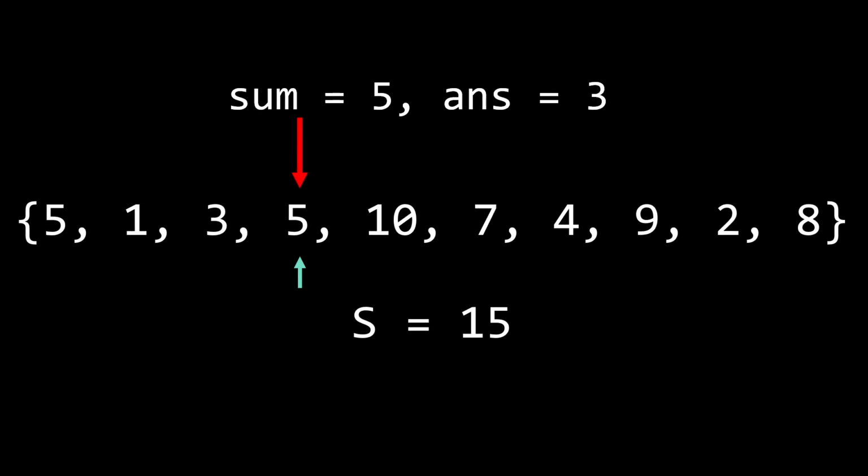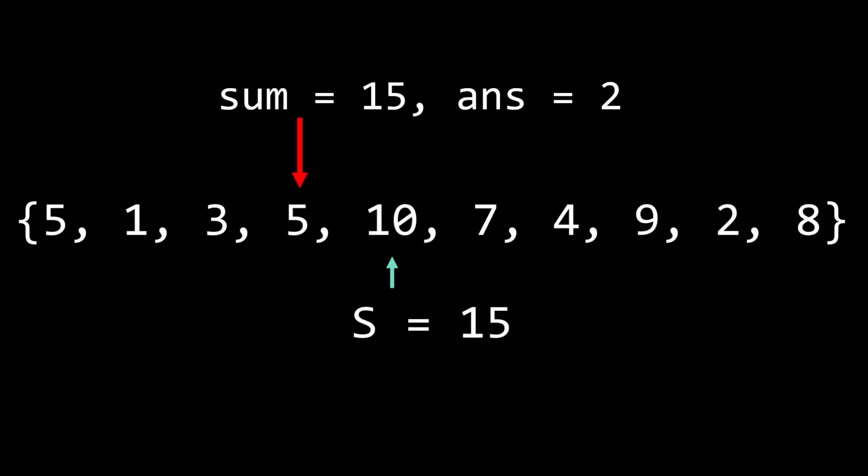Next, we're going to start at the next element, which is 5 at index 4. We're going to say the current sum is equal to 5. And we're going to say, all right, stop when the sum is greater than or equal to 15. In this case, it is greater than or equal to 15. And so we can update our answer to be equal to 2, since the number of elements in this sliding window, or in this subarray right here, is equal to 2.